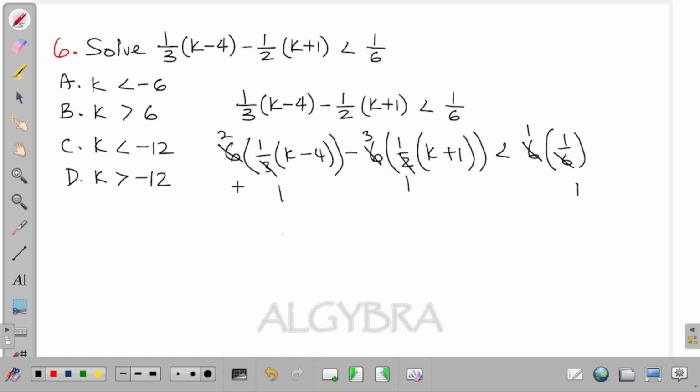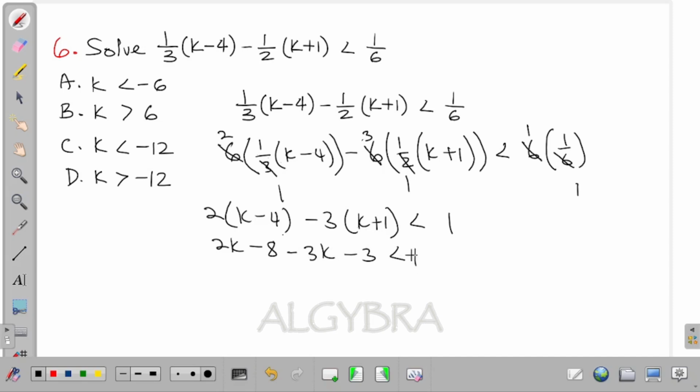So that means I'm going to multiply this first term by 2, and we have 2(k - 4) - 3(k + 1) < 1, since 1 times 1 is 1. The next thing is to expand the brackets. 2 times k is 2k, and 2 times -4 is -8. Then -3 times k is -3k, and -3 times 1 is -3, less than 1.